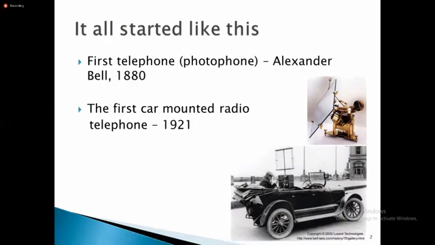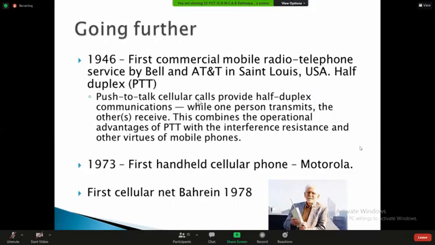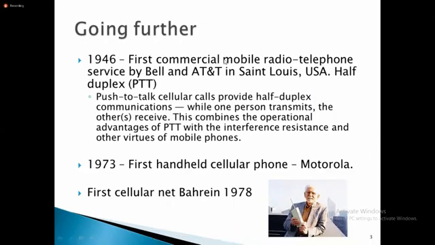The first introduced telephone is fixed. But how was it made mobile? It was mounted on a car, right? The first car-mounted radio telephone was introduced in 1921. That was the mobile kind of technology for the fixed telephone. Then we have the first commercial mobile radio telephone, developed by Bell and AT&T laboratories in the United States, and it used the half duplex technique.